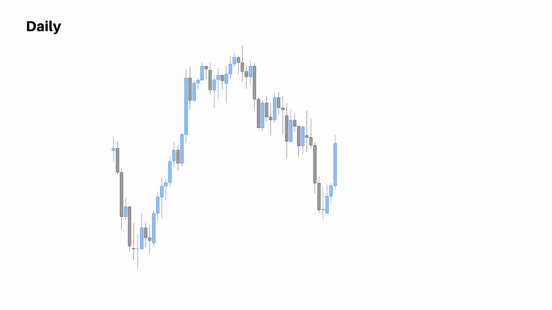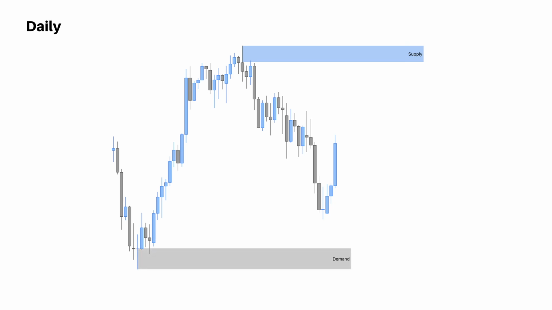Here we have the dollar-yen on the daily time frame. On this higher time frame, the only thing we want to mark on the chart is the key supply and demand zones near the current price. At the top, we have the most recent high, and at the bottom, we have the most recent low. These levels are important because if we zoom into the lower time frames, we'll see that they have acted as turning points for short-term trends. Therefore, when price reaches these levels again, we can expect a possible reaction.